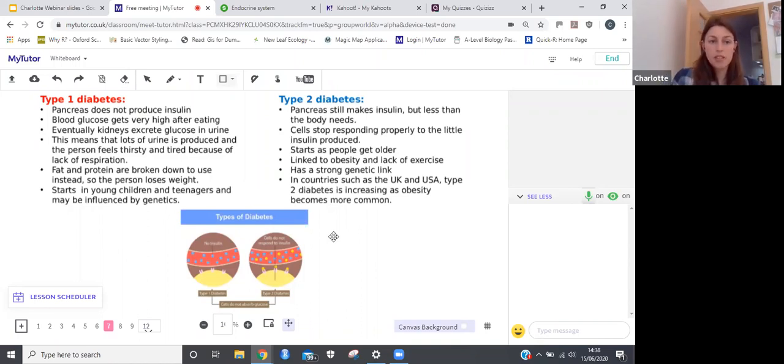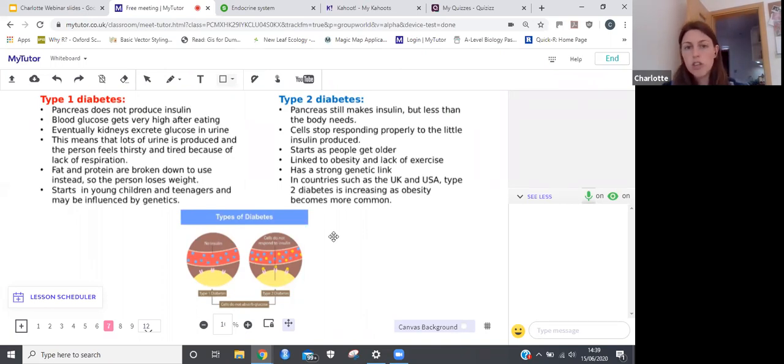Instead, the body breaks down those fat and protein stores of glucose that they've put by, so you lose a lot of weight as well if you're becoming a type 1 diabetic. Type 1 diabetes starts in young children and teenagers, and it may be influenced by genetics, but we're not sure. So if one of your parents is type 1 diabetic, then there may be more chance that their child would be. But no one's quite sure how the link works yet.